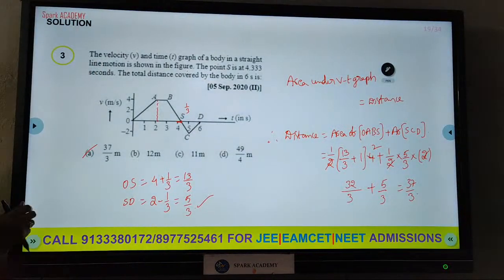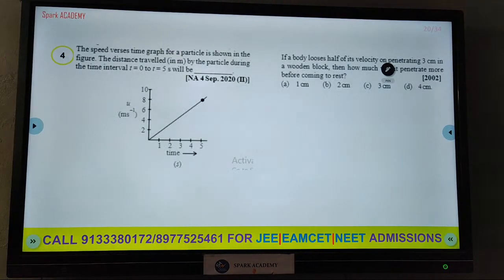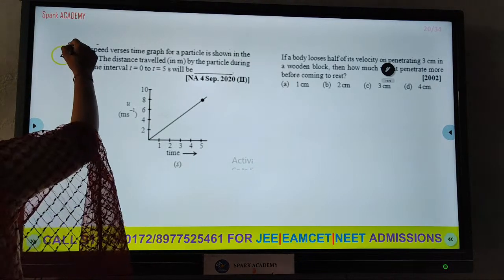And next, whatever concepts we have discussed, all the previous questions are based on those concepts only. So you must look into those types of problems.